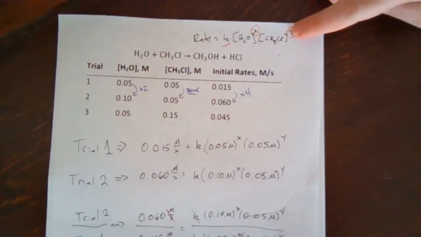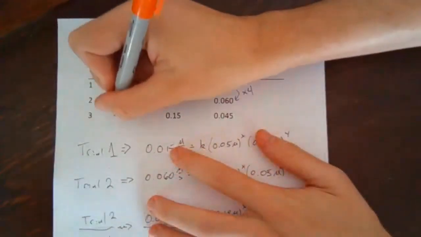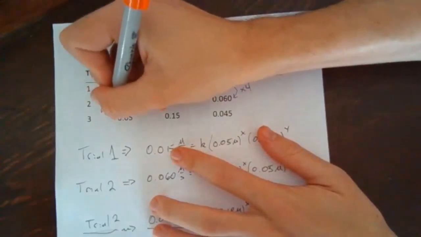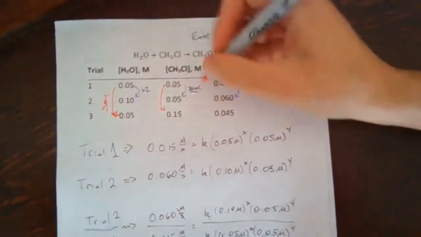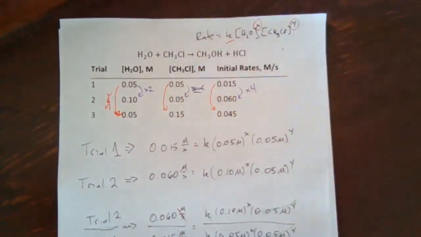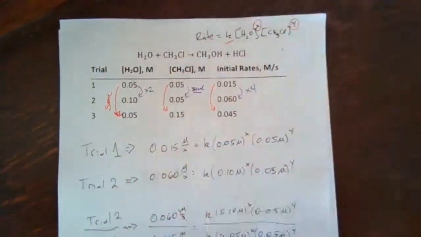We still need the order of Y for CH3Cl, and we still need to know K. And in order to get K, we need to get that other order. And so this is where trial 3 comes in. You'll note with trial 3, these are now the same, which means that you didn't affect that concentration at all, but you did change this concentration, and the rate does change. So with trial 1 to trial 2, we were looking at just changing the water. Trial 1 to trial 3, we're only changing the CH3Cl, seeing how that's going to be affected.